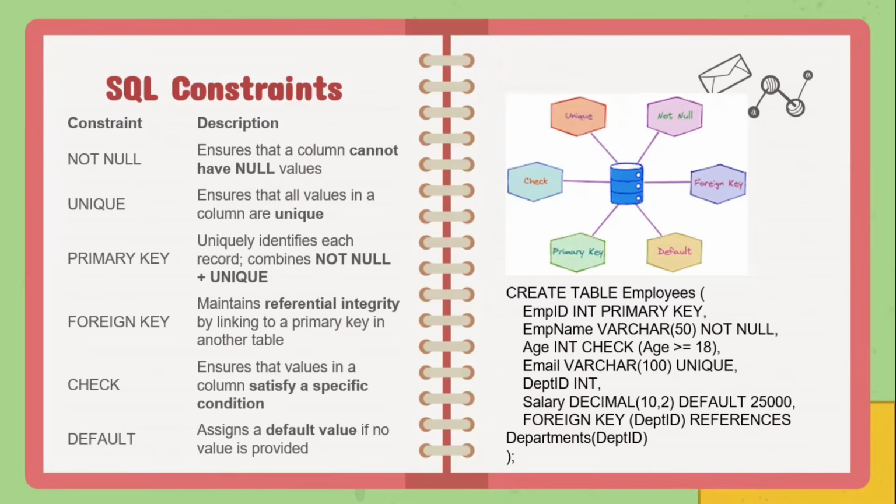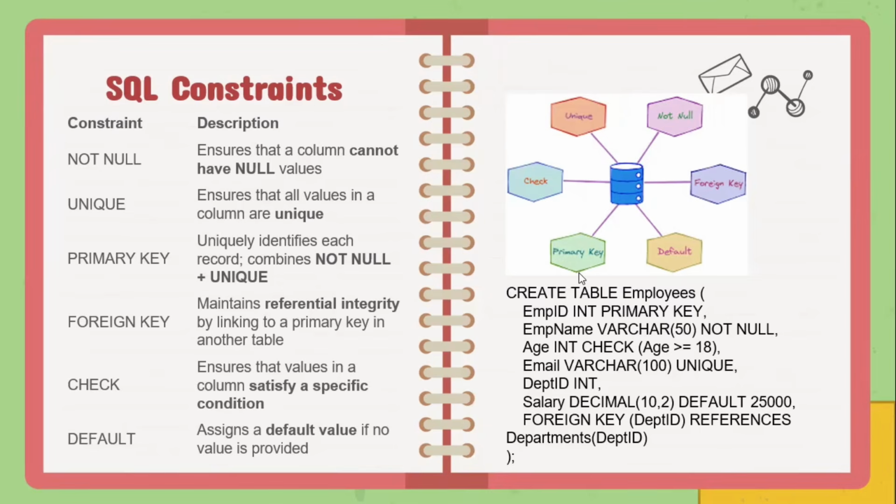Then check. It can limit the values allowed in a column. Using the check constraint, we can specify a condition for a field which must be satisfied at the time of entering values for this field. Then default. Default is the constraint which is used to provide default values for the fields. That is, if at the time of entering new records in the table, the user does not specify any values for these fields, then the default value will be assigned to them.